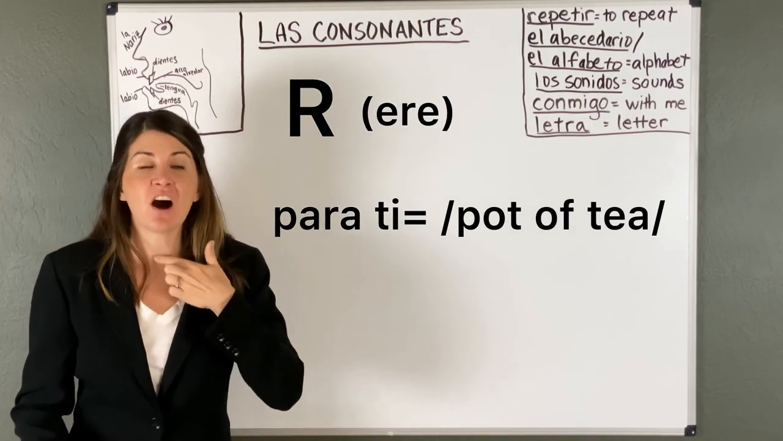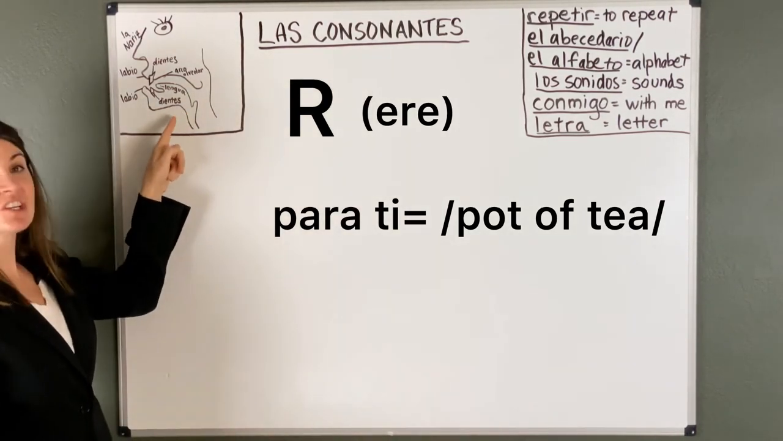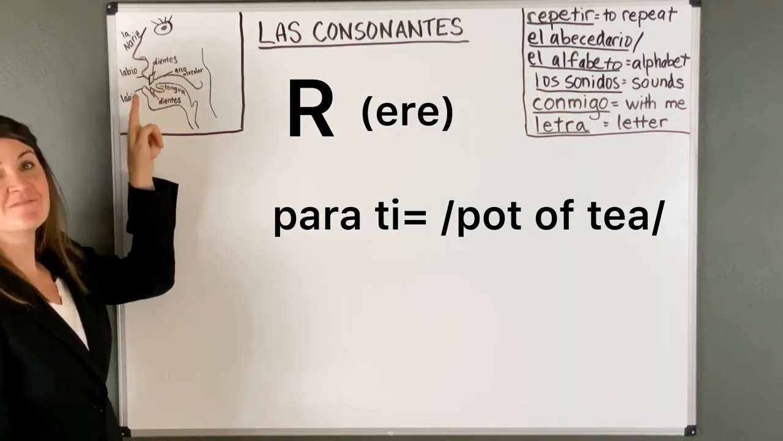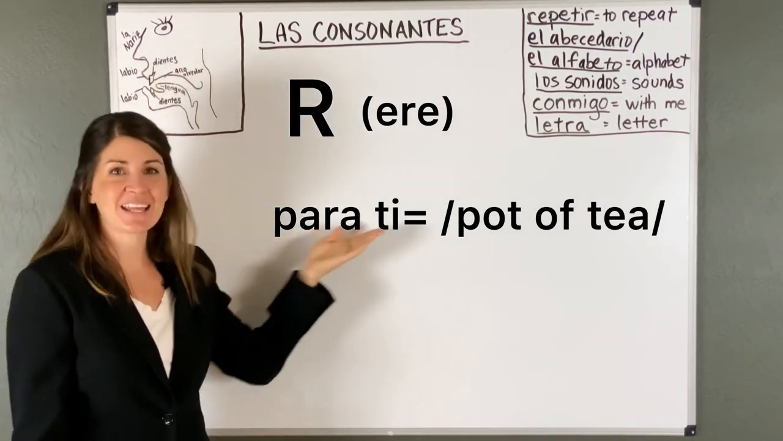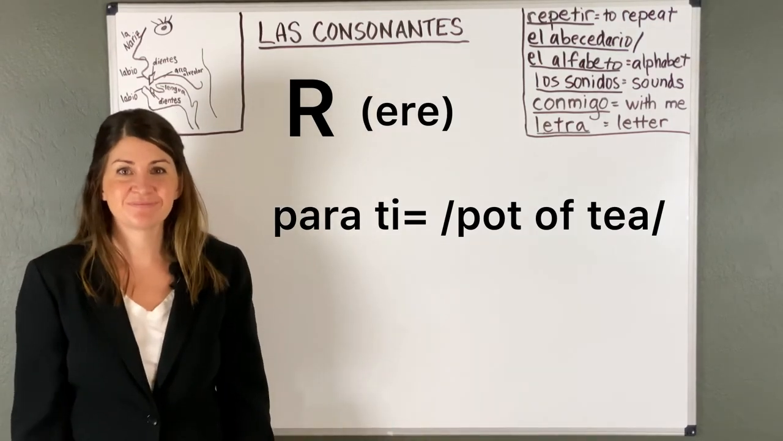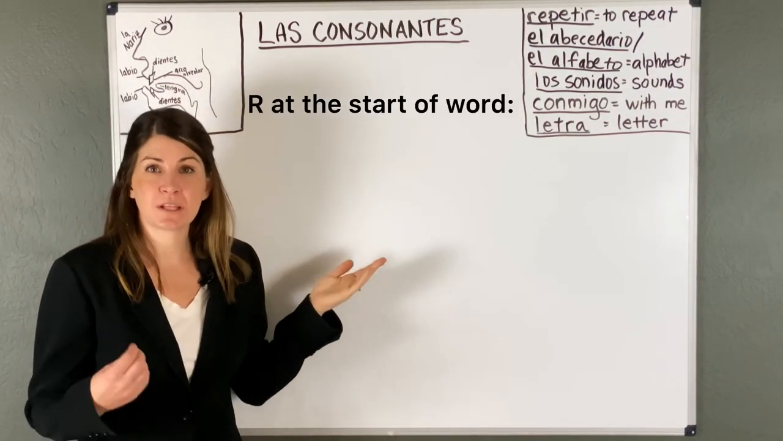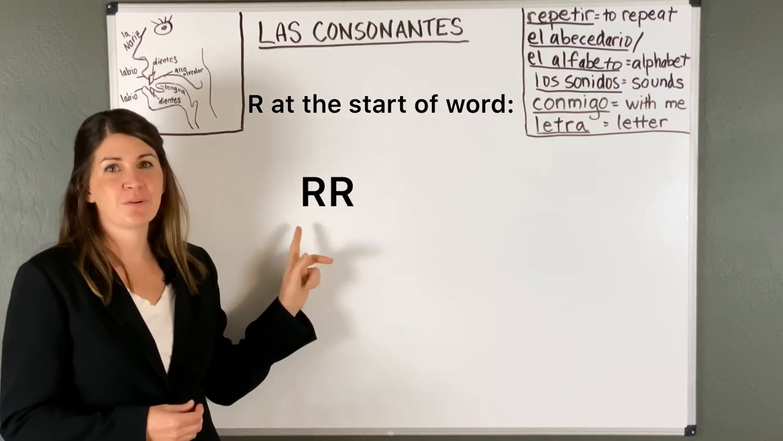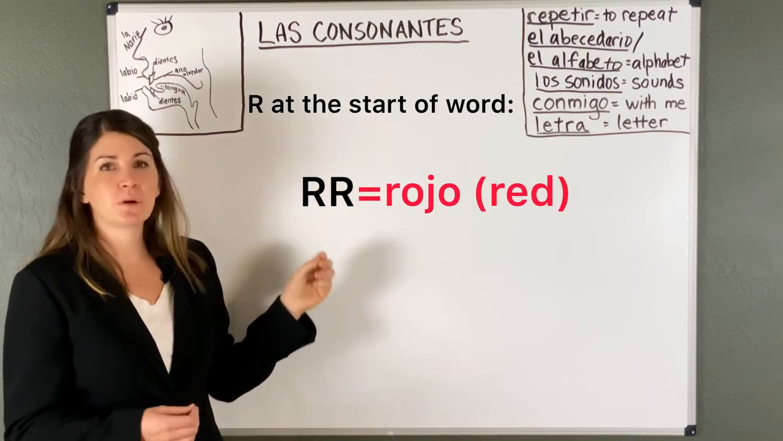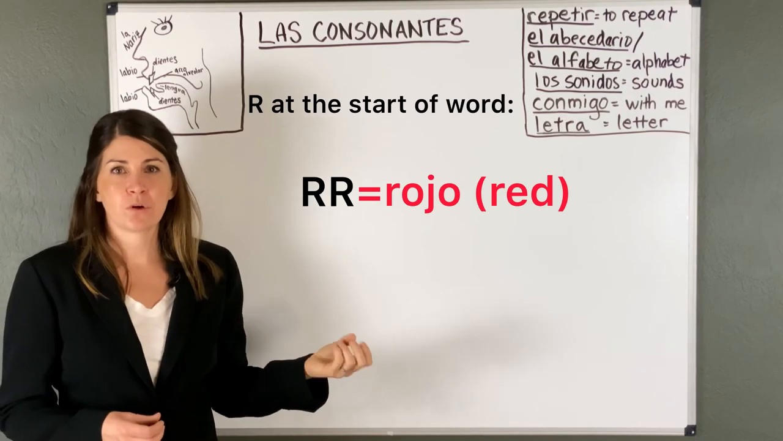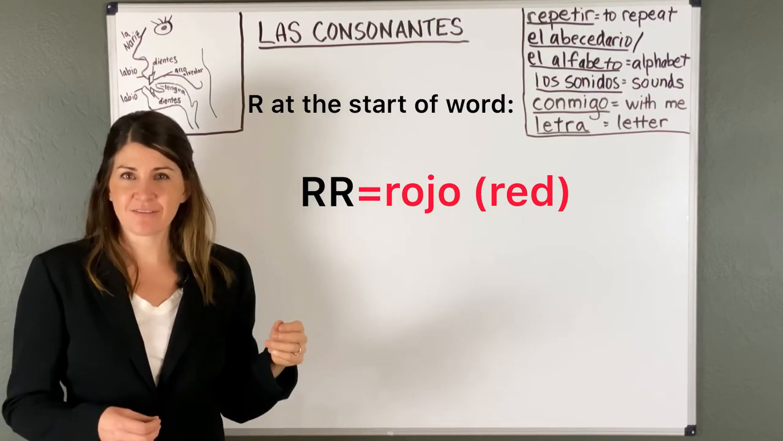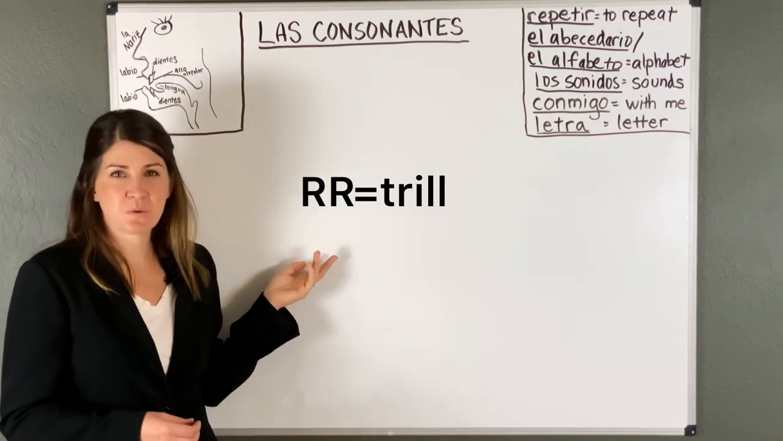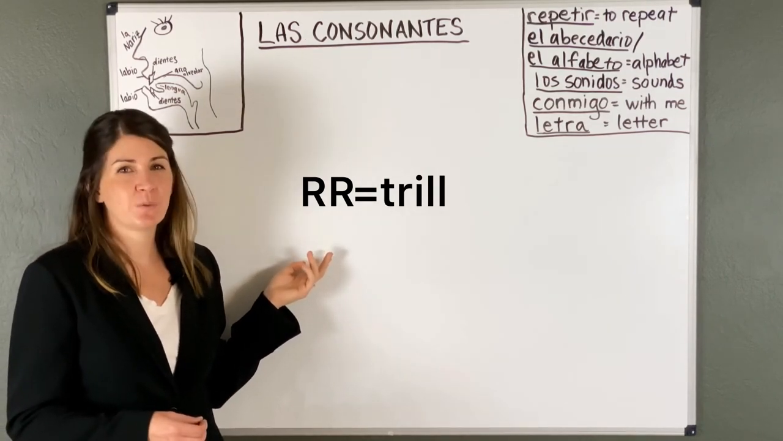In English, the R is produced in this region. In Spanish, it's produced in this region. Very different. Para ti. Now, the single R in Spanish, when it starts a word, becomes similar to the double R. So we're going to focus on the double R now. That would be a word like rojo. There's a trill involved. Rojo. Okay? And then the double R always with that trill wherever you find it in a word.